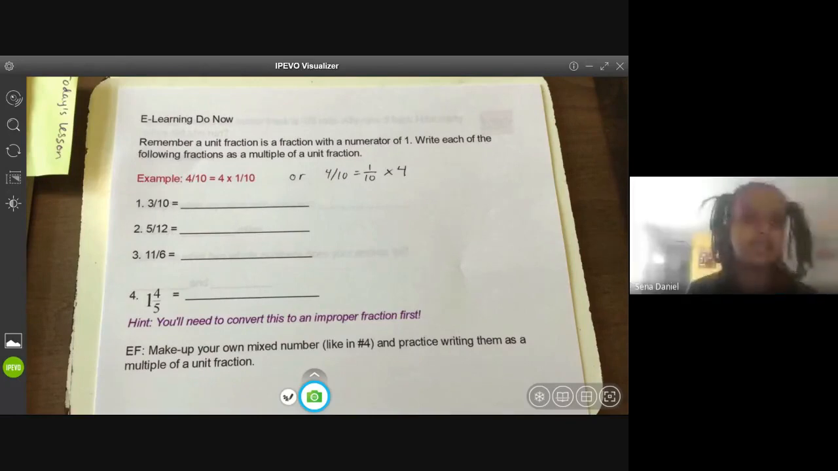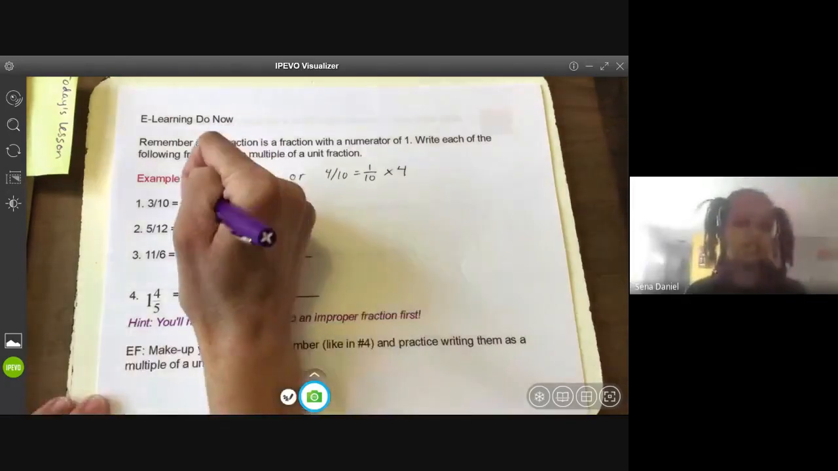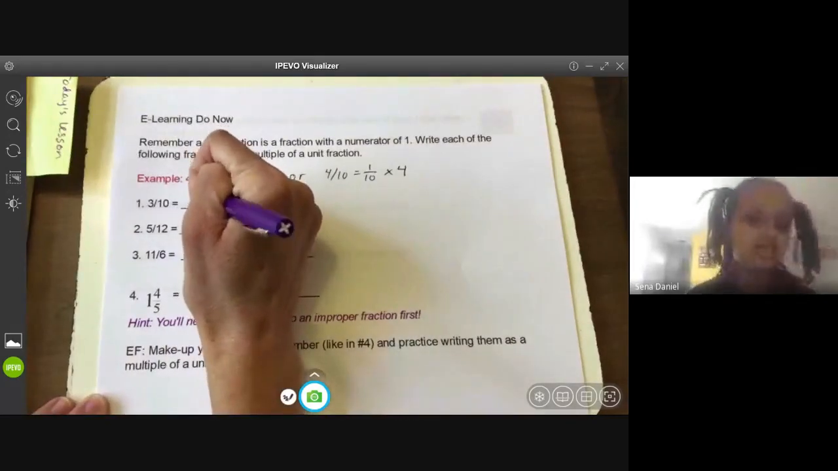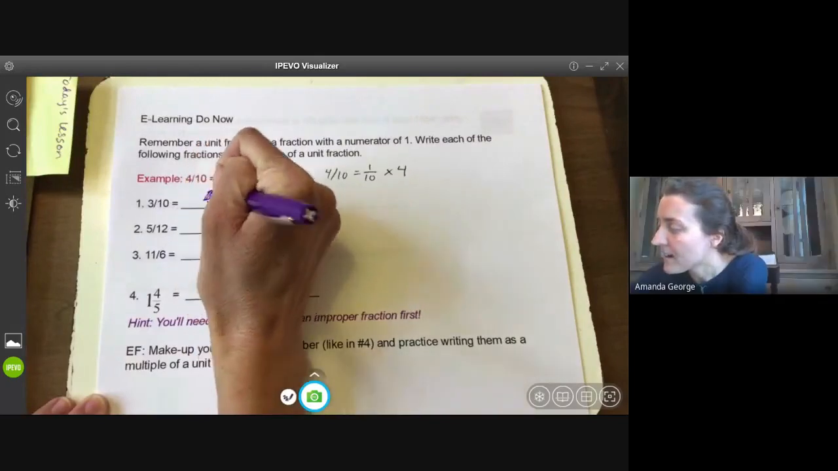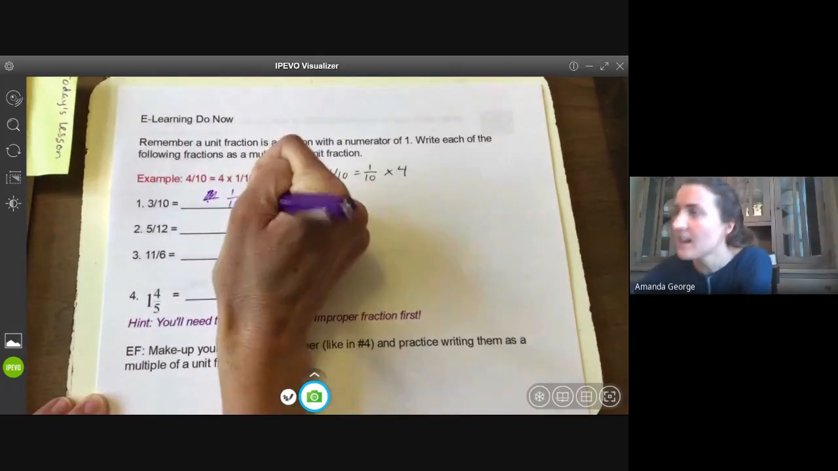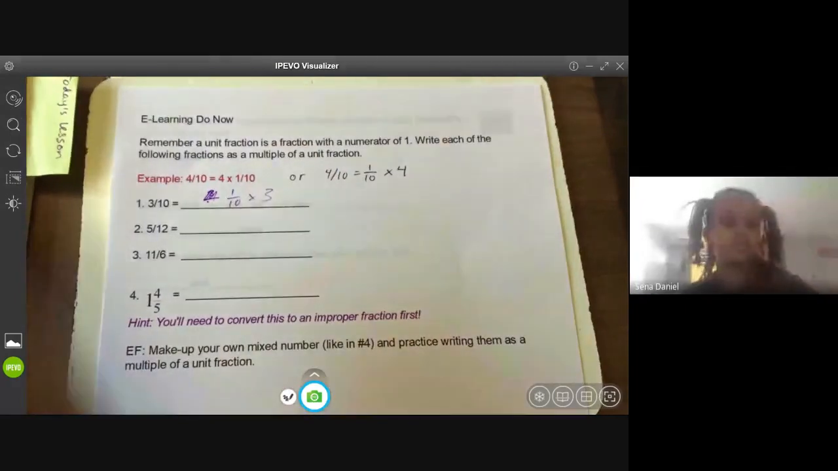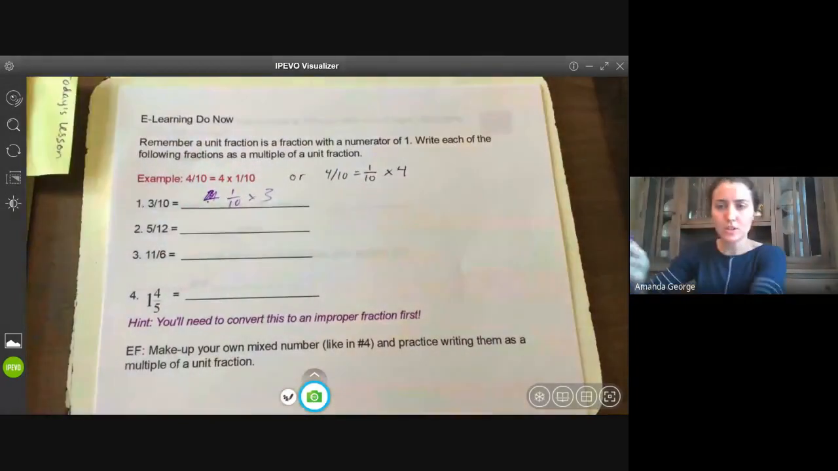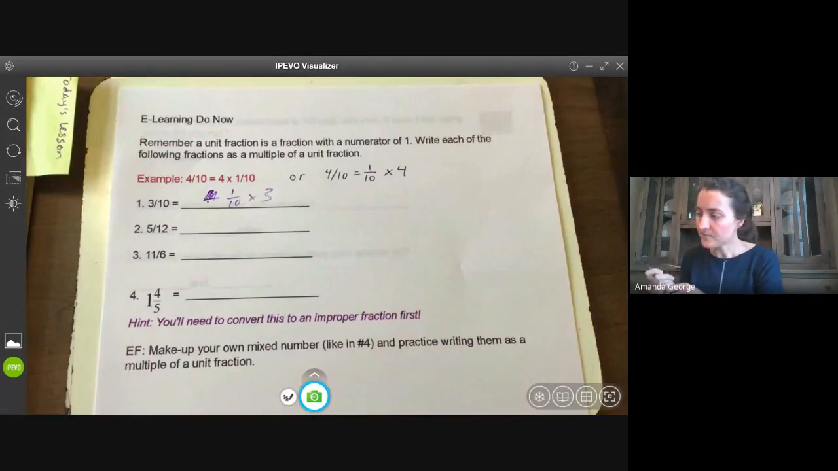Good job. 3/10 is equal to 1/10 times 3. Good. 1/10 times 3. Excellent. My pen is green, so I'm going to switch it out. How about number 2? Ayla.